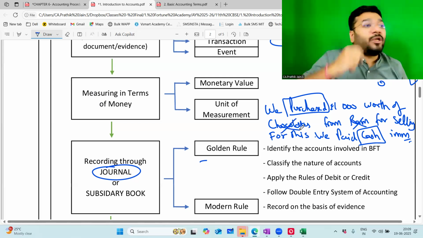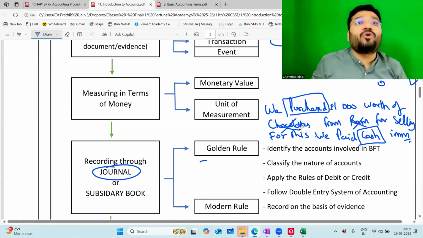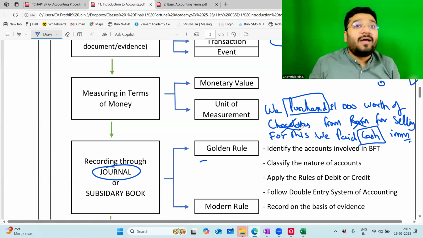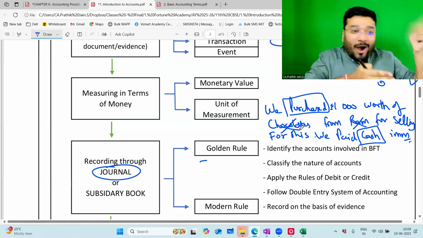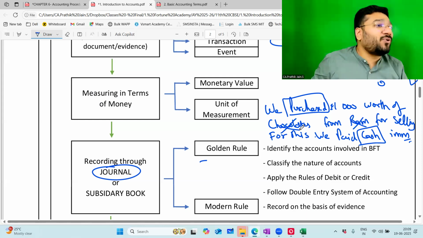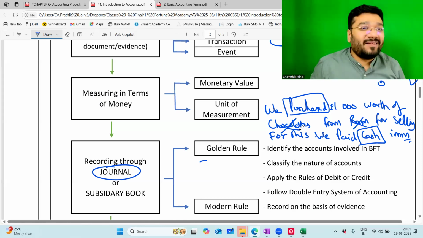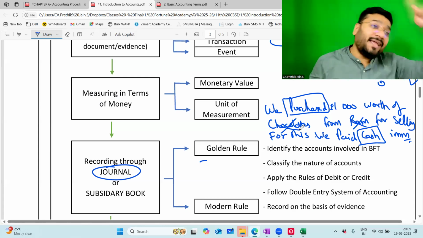Chocolates. He said, sir, do we need to record the chocolates? You will not record the goods in the books of accounts now. When do you record? At the end of the year. 10,000 chocolates you purchased, 9,000 sold. How much not sold? 1,000 not sold. That is my BFE, business financial event. That event I'll record at the end of the year. So closing stock you record not now, at the end of the year.